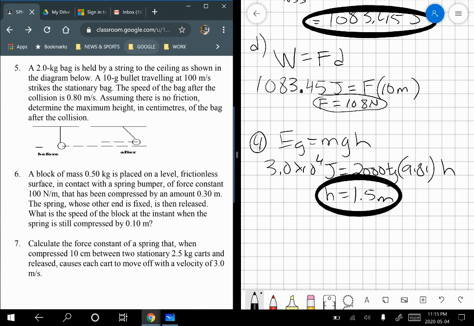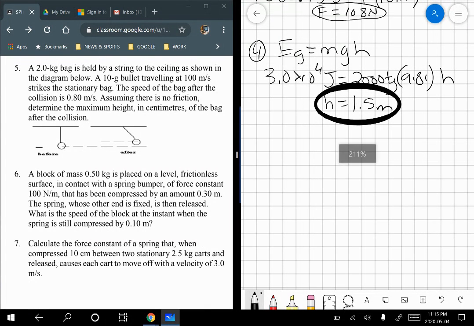The last one I'm going to do with you guys today is number 5. A 2 kilogram bag is held by a string and tied to the ceiling as shown in the diagram. A 10-gram bullet traveling at 100 meters per second strikes the stationary bag. The speed of the bag after the collision is 0.8 meters per second. Assume there's no friction. Determine the maximum height in centimeters of the bag after the collision.